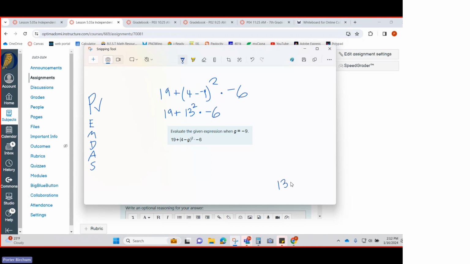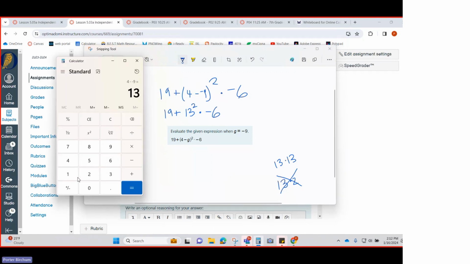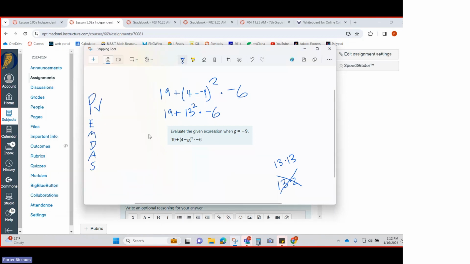Exponent, that does not mean 13 times 2. That is not what it means. Exponents tell us how many big numbers there are being multiplied together. So it means 13 times 13. There are 2 13s being multiplied together. So what is 13 times 13? 169. Let's rewrite this. So instead of 13 to the power of 2, let's write 169. 19 plus 169 times -6. So we did exponents.